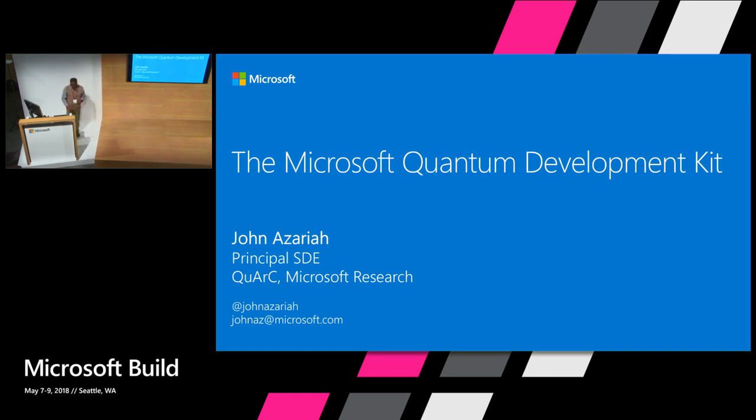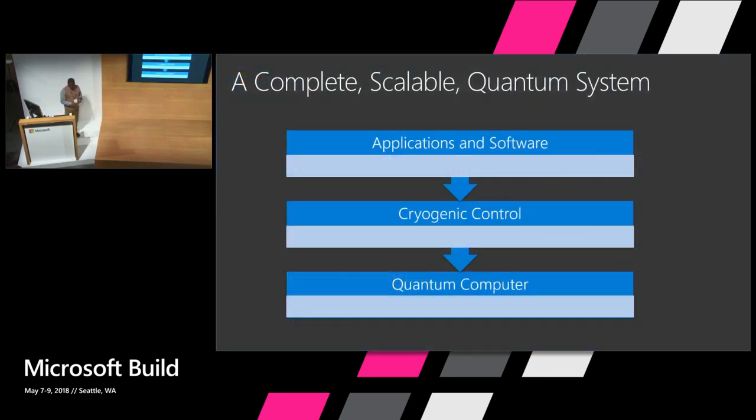So if you want to think about the big picture, basically you have a quantum computer in this case. When we get the real device, you'll have a quantum computer, some cryogenic control, and then you have applications and software. In the case of the simulator, what we have is just applications and software and the simulator underneath, right?